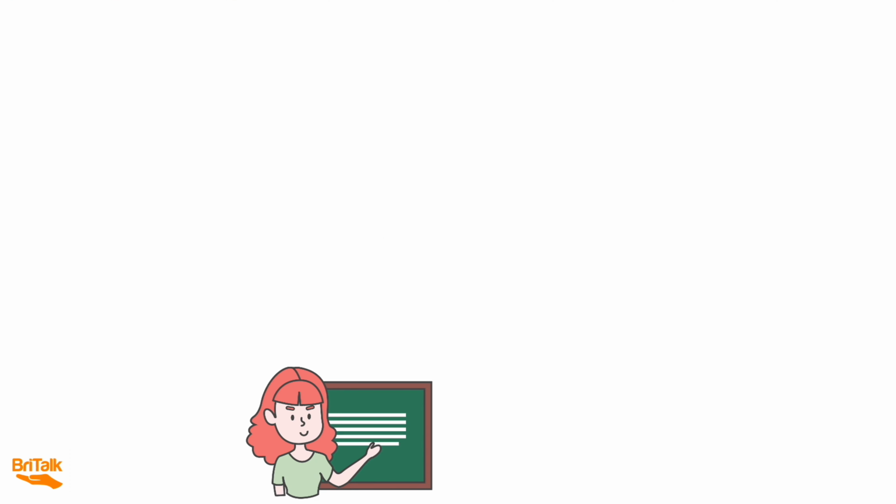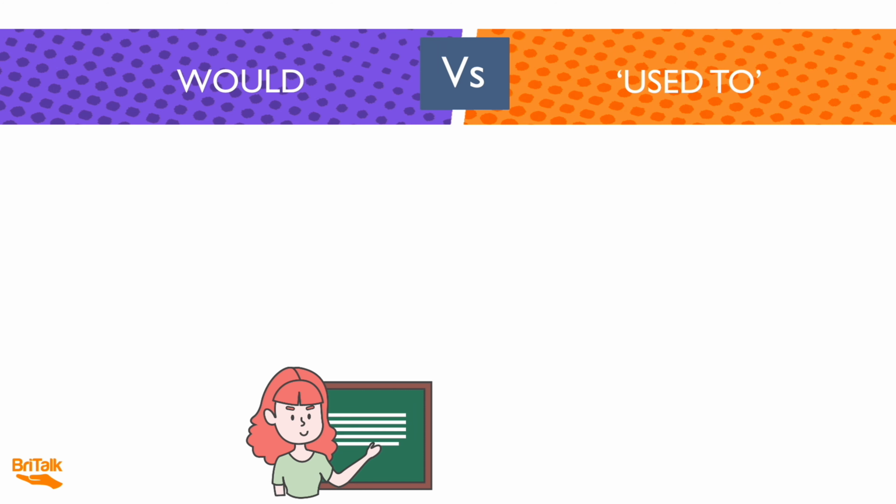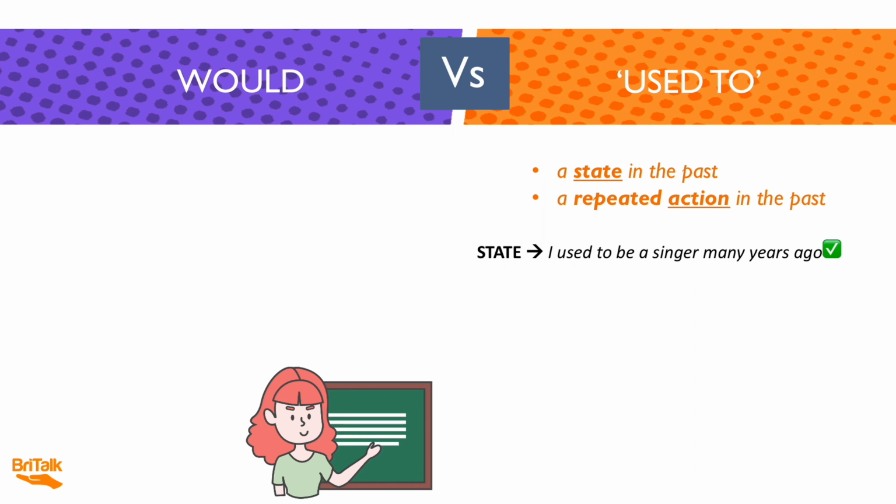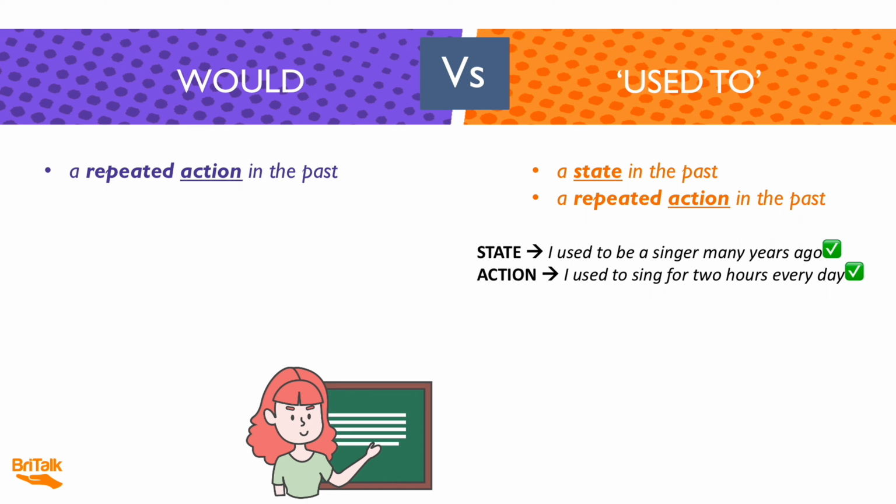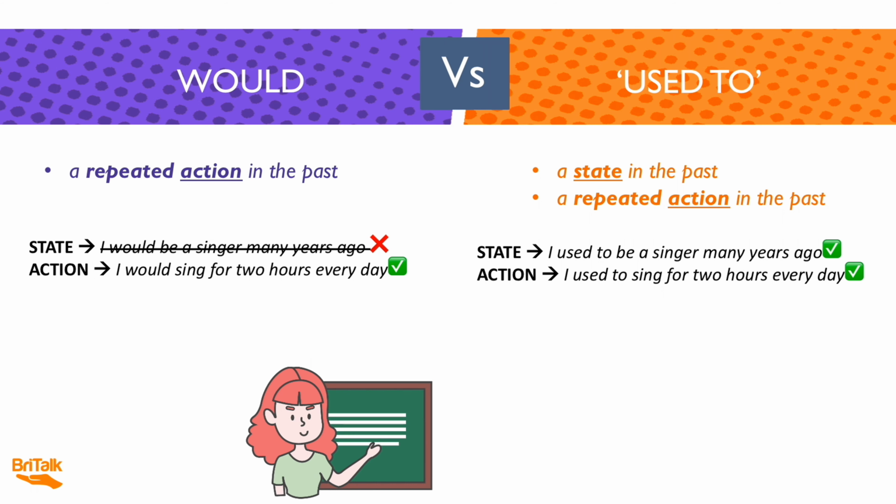But what exactly is the difference between would and used to? Well, as we have seen, used to is used to talk about a state in the past. For example, I used to be a singer many years ago. It is also used to talk about repeated actions in the past. So I used to sing for 2 hours every day. Would can also be used for repeated actions in the past. I would sing for 2 hours every day. But would cannot be used for states. So we cannot say, I would be a singer many years ago.